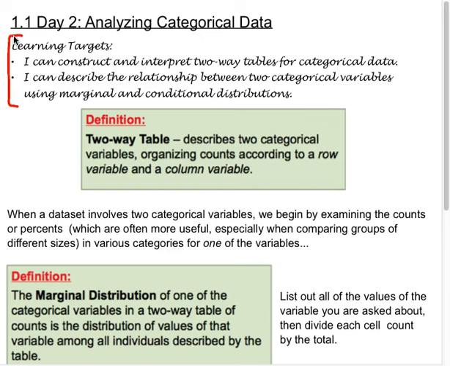So yesterday we talked about the basics of, if I just have some categorical data, how can I describe it? Today is all about what if I want to make comparisons between categorical variables? Then how do I do that? Well, first of all, to represent multiple categorical variables, we're going to be talking about two-way tables. Two-way tables are the best way to show two categorical variables, organizing counts according to the row variable or column variable.